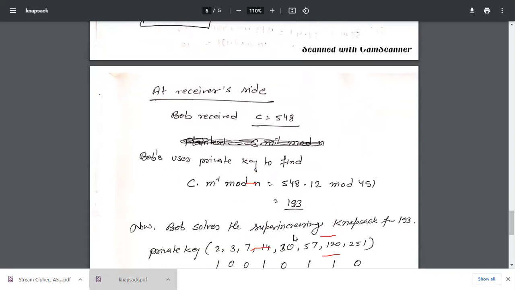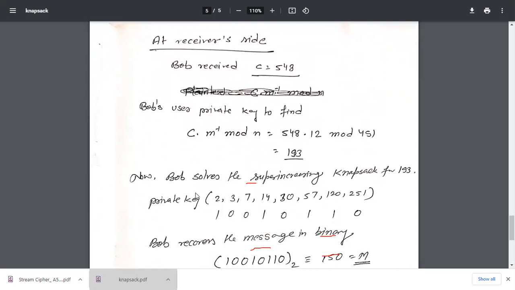Now Bob will convert this decimal into binary. So 193 will be converted into 10010110.